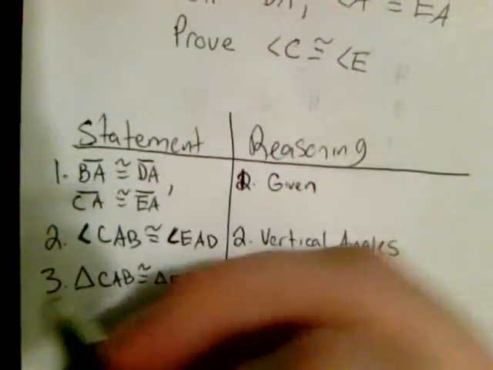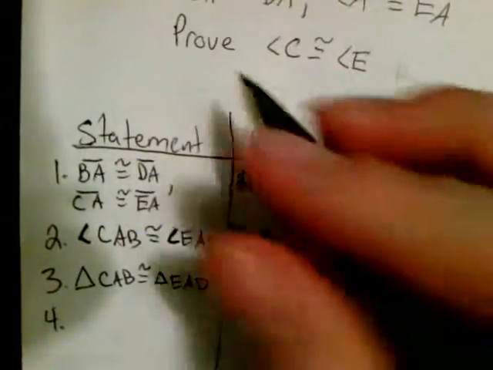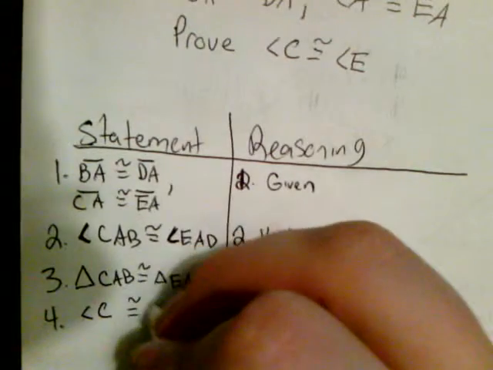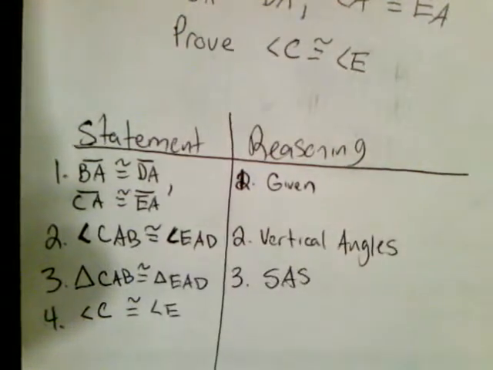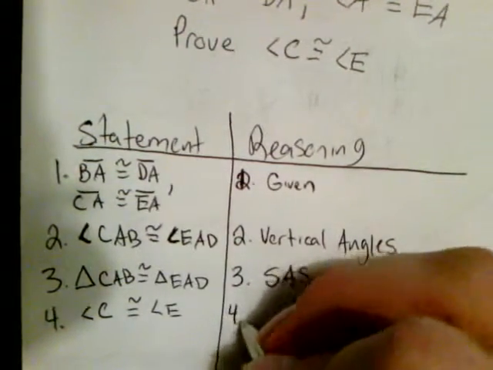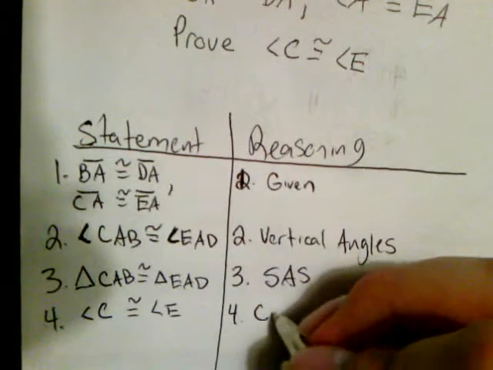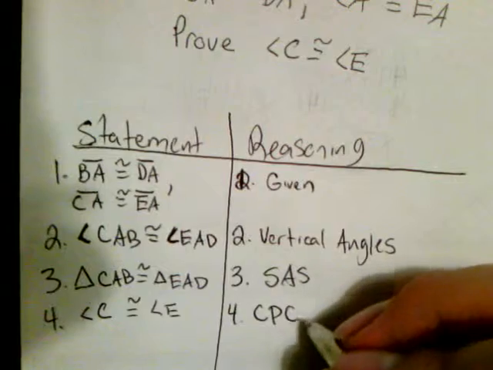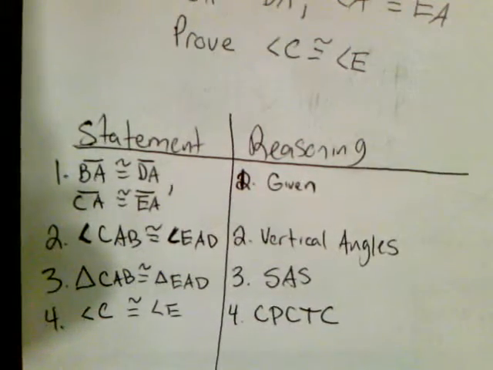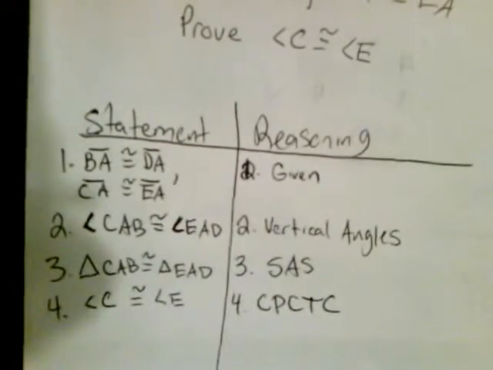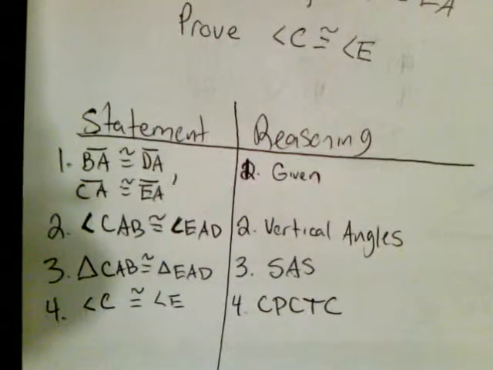Last but not least, we're trying to prove that angle C is congruent to angle E. We know that's true because of corresponding parts of congruent triangles are congruent. That's all that extra step does. CPCTC.